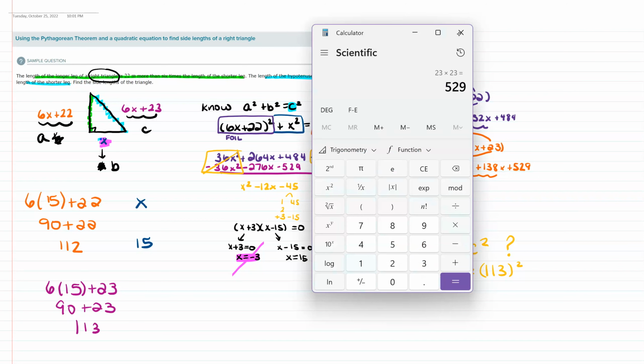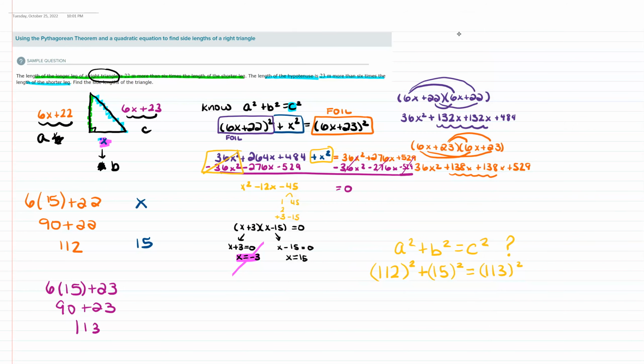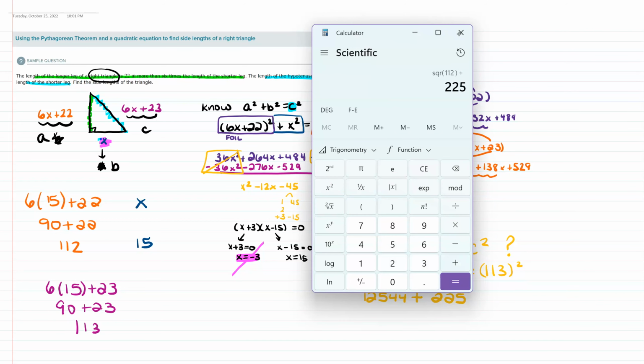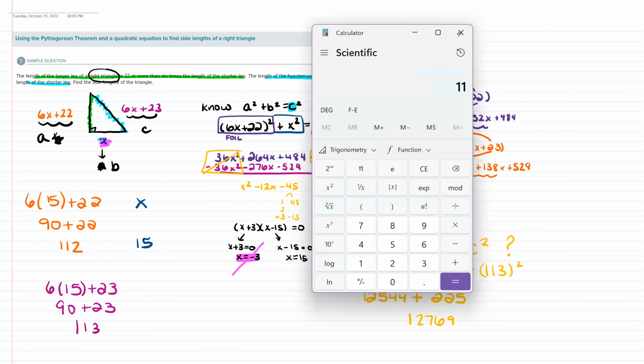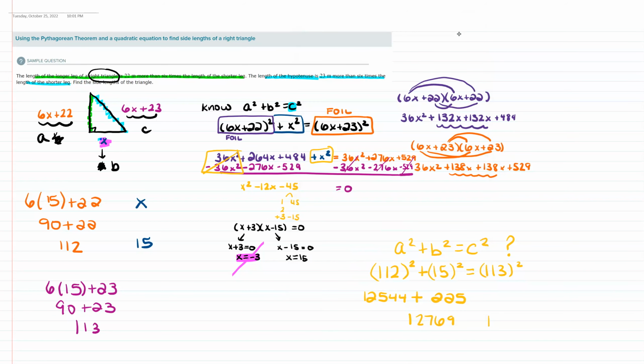So let's do 112 squared, 12,544. 15 squared is 225. So this left-hand side, let's do plus 225. That's going to be 12,769. So let's look at the other side. What is 113 squared? I don't know. Let's try it. Squared. Oh yeah, 12,769. And since those are equal, we probably did our math right.